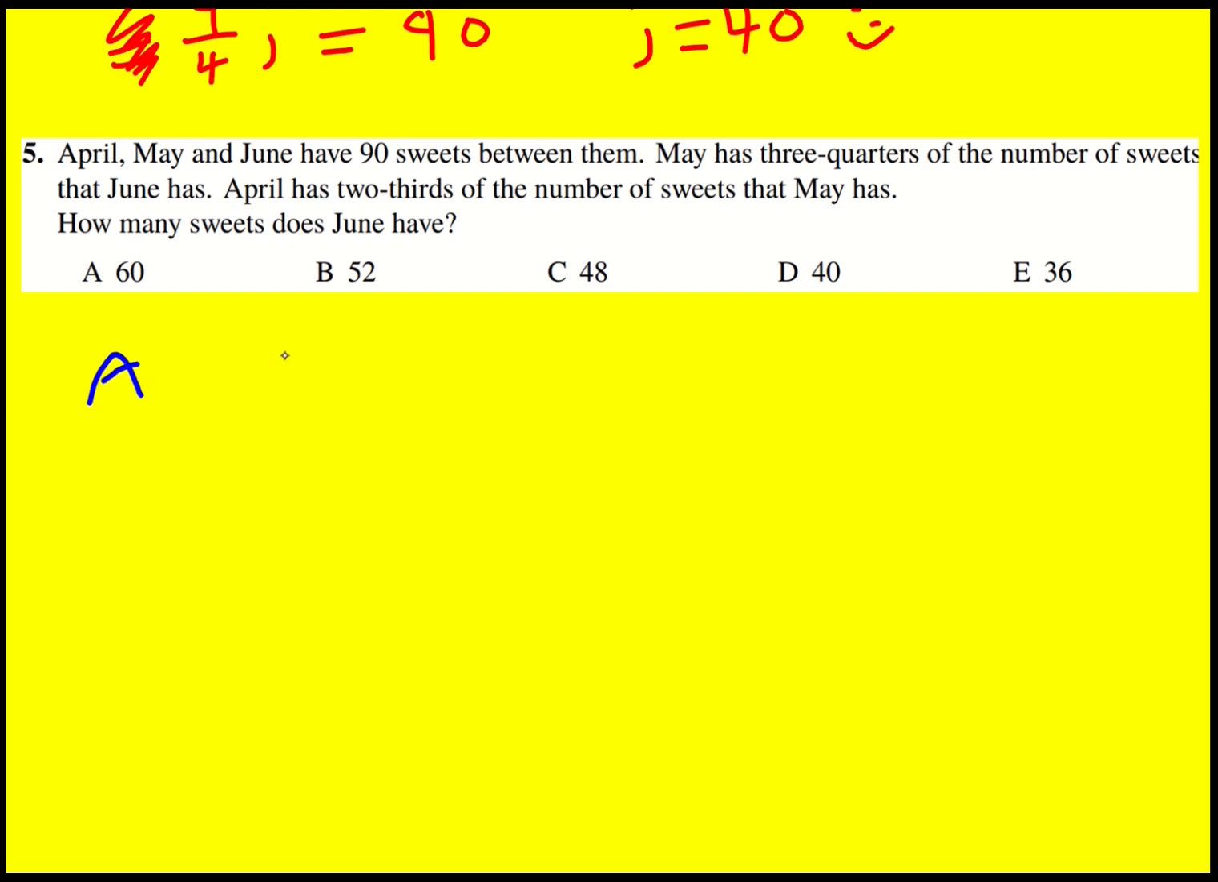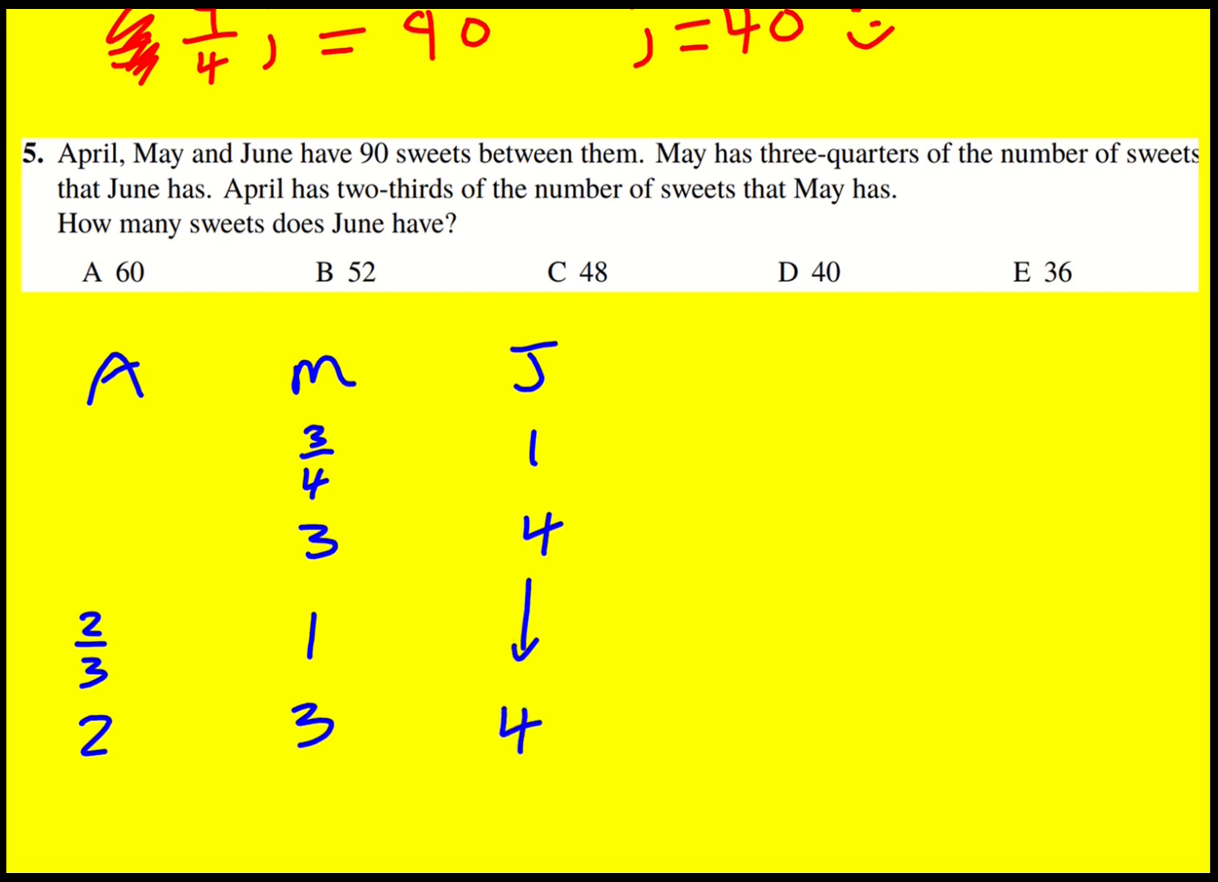So we've got April, May, and June. They were told that they have 90 sweets between them. May has 3/4 of the number of sweets that June has. So I've got 3/4 to 1. That's a possible ratio that we could write down. And straight away we could just times 3 by 4, so it's 3 to 4. Next, April has 2/3 of the number of sweets that May has. So April is 2/3 to 1 times 3 by 3 now, and it's going to be 2 to 3. So bring this 4 down because it's in line. Actually, we've got the ratio really quickly.